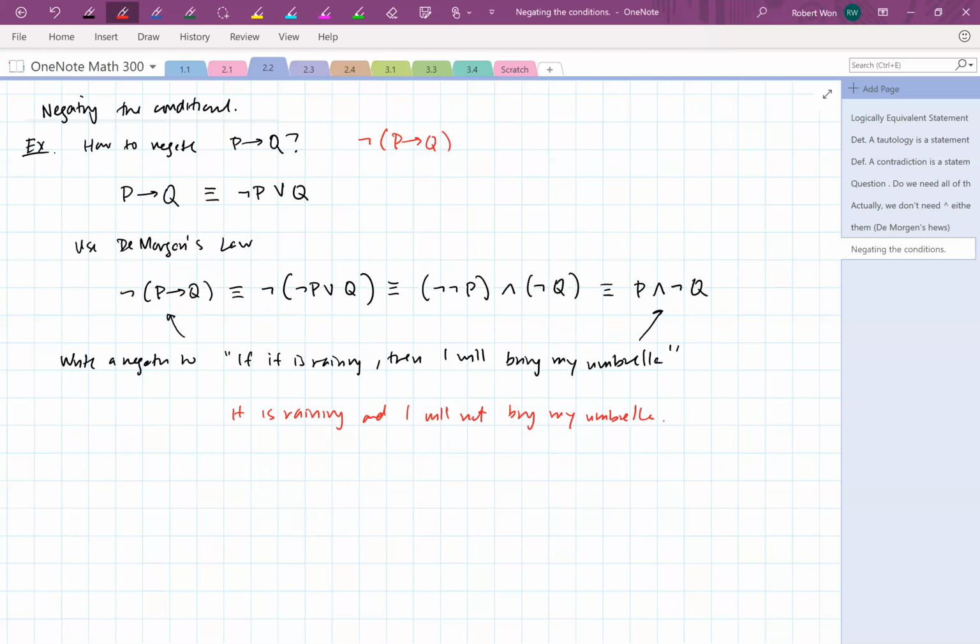Which is exactly what that line is saying. To negate the conditional, if P then Q, that statement is P and not Q. Okay.